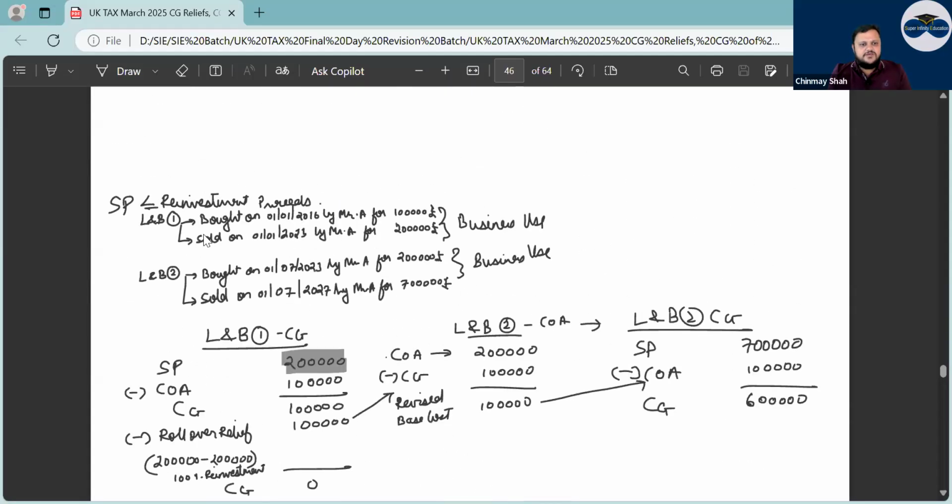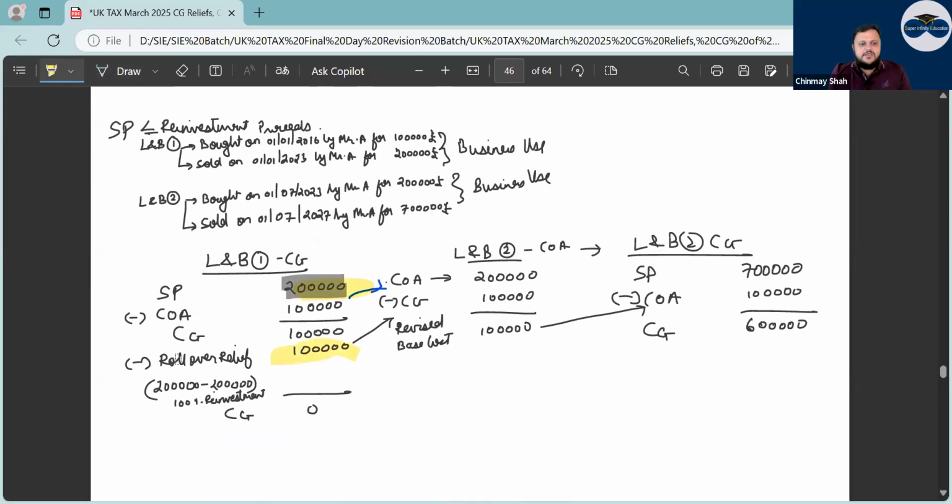Have a look. There is a question here. So I bought an asset for 100,000 and sold it for 200,000, a full business use asset. I bought another land and building for 200,000, correct? So I reinvested the full 200,000 here. So the CG on this 100,000 will be fully rolled over, correct? And it will be deducted from the cost of acquisition of the second land and building, and the revised base cost will be such, correct?